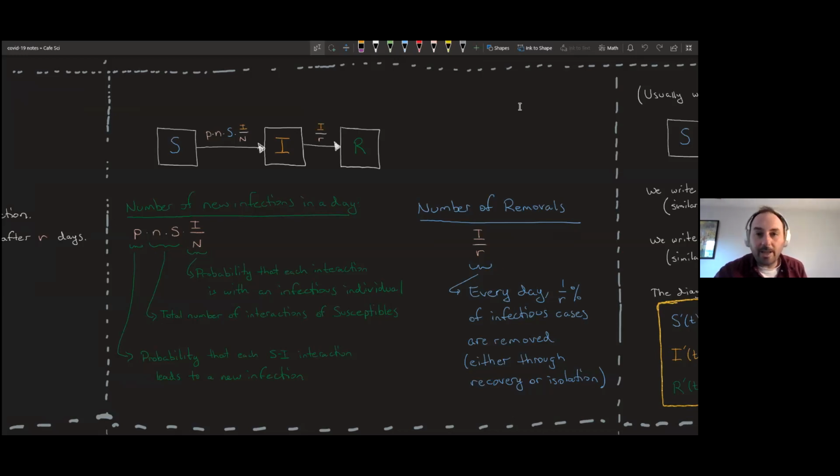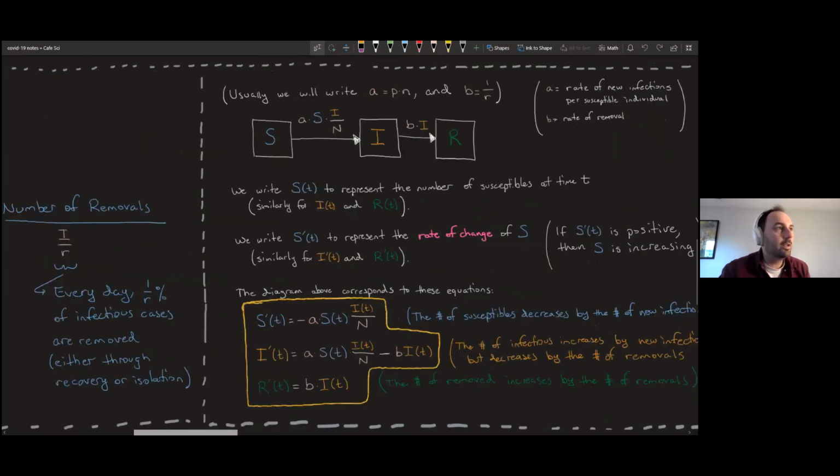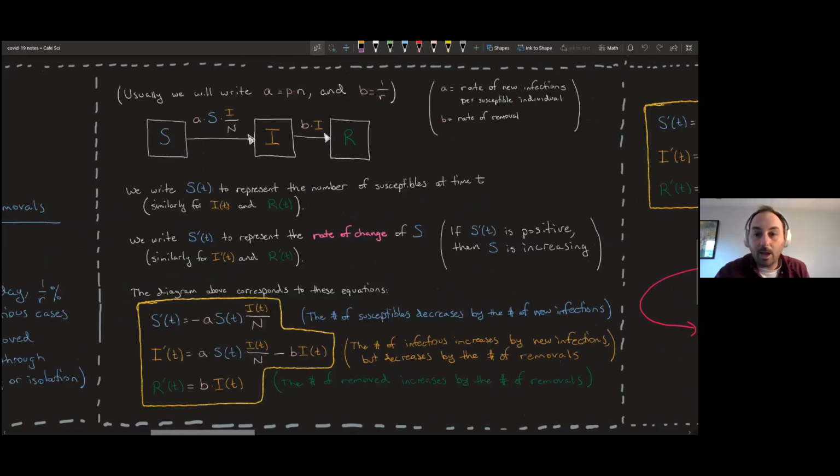Okay, if it takes R days to recover or to remove, then on average, 1 over R, the fraction 1 over R of all the infectious people are going to be entering the removed class each day. So if it takes 5 days, then on average, 1/5 of the people are going to leave each day. So that over those 5 days, everyone leaves basically. All right, so that's where those labels come from. And then what you do once you have the boxes and arrows and the labels on them, you can write down equations that describe how the variables change.